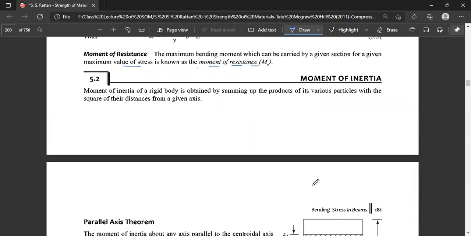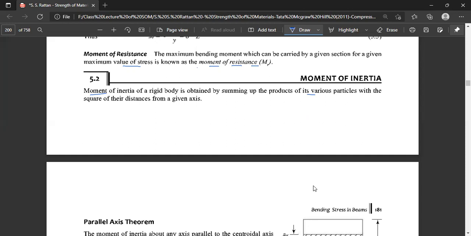The moment of inertia of a resisting body is obtained by summing up the product of various particles with the square of the distance from a given axis. So what is the difference by definition? The products of various infinitesimal or differential areas with the square of the distance from a given axis is defined as the moment of inertia, while only area multiplied by the distance is defined as the first moment of inertia. Area multiplied by the square of the distance is defined as the second moment of inertia, or simply moment of inertia.